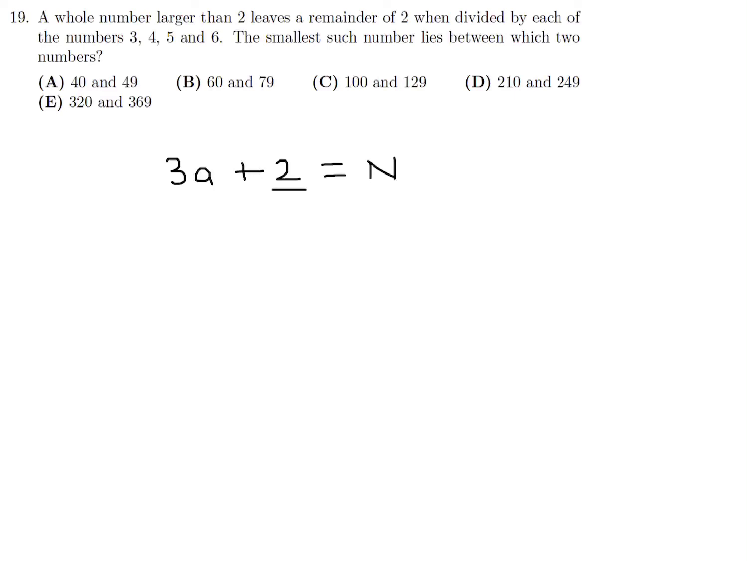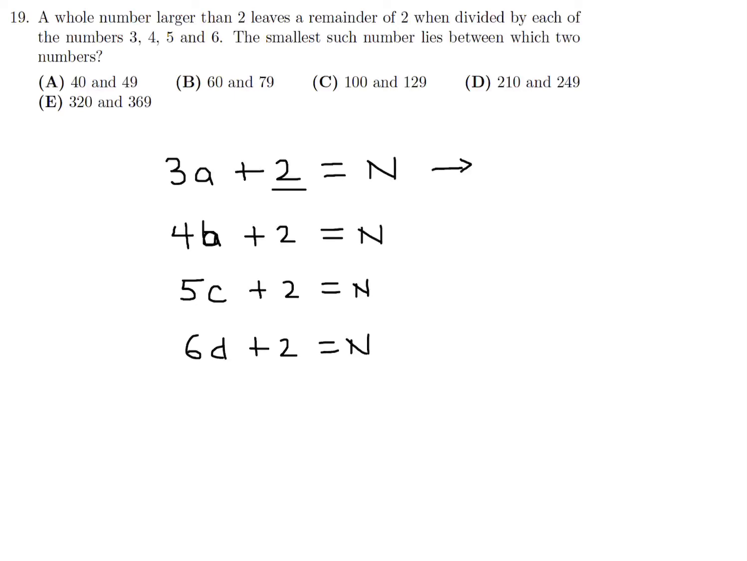All right? In a very similar way, the number again is a multiple of 4 plus 2. So a whole number, it leaves a remainder of 2 when divided by 4. And similarly, I'm going to actually call this B instead of A because it's not going to be identical. 5C plus 2 is also N, and 6D plus 2 is also N. And if you want to rearrange this, if that makes it a little bit more helpful for you, you can. It'll basically be like this.